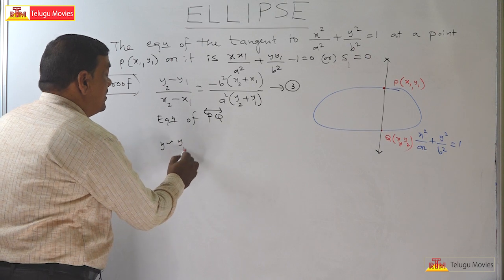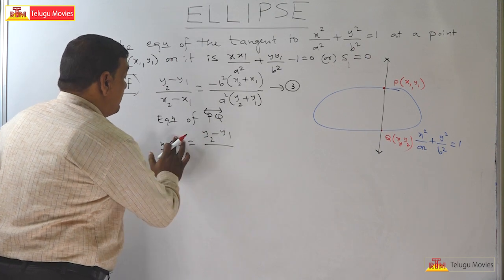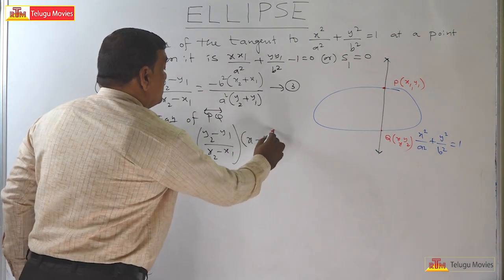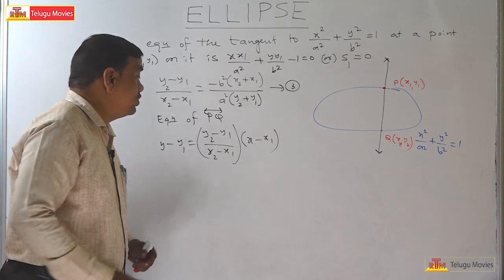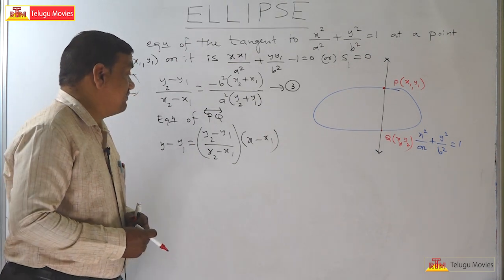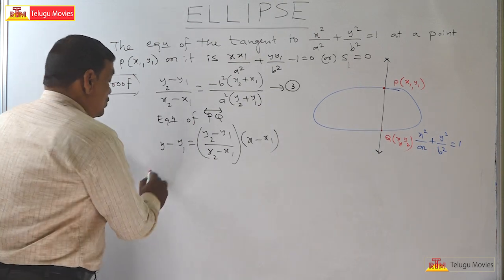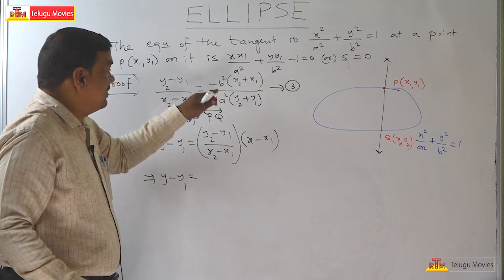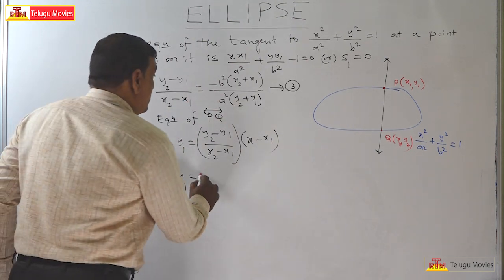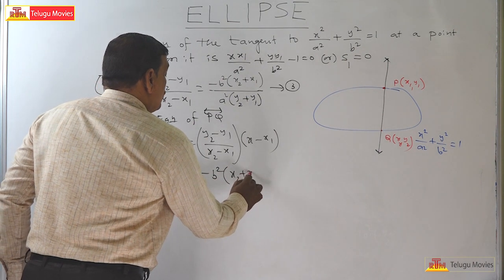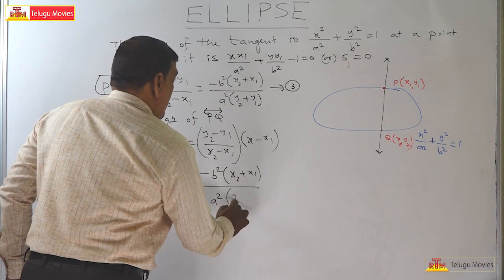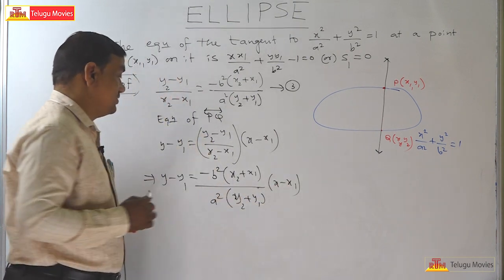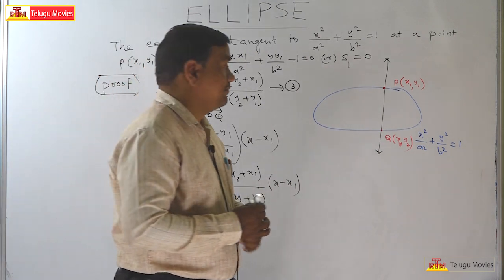y minus y1 is equal to (y2 minus y1) upon (x2 minus x1) times (x minus x1). So this implies y minus y1 is equal to, what is (y2 minus y1) by (x2 minus x1)? Already we got here. So that is minus b square (x2 plus x1) by a square (y2 plus y1) into (x minus x1). Very nice. Now coming to the concept.